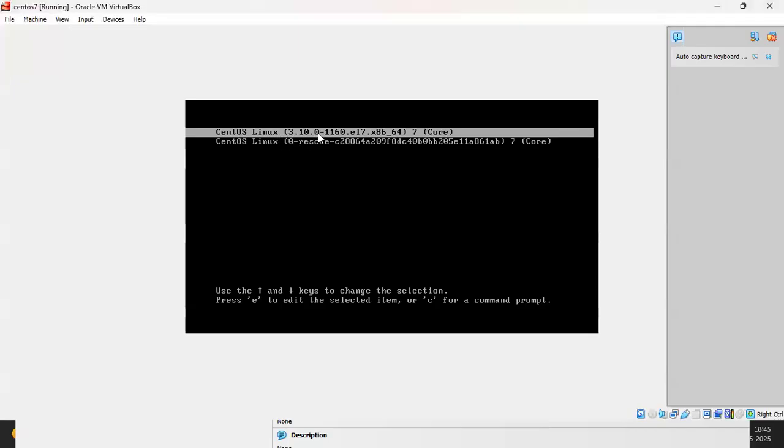CentOS Linux 3.10.0-1160.el7 core 7. This is the Linux, guys. This is the kernel.